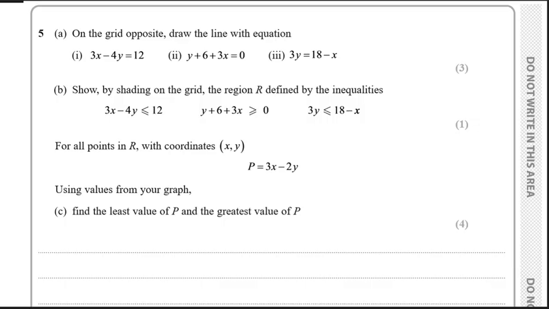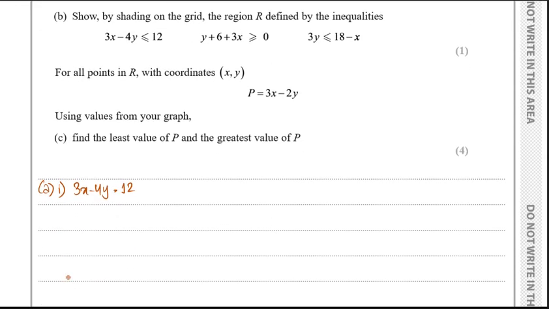October 2025 paper 1. This question is from the chapter Inequalities. So let's begin. On the grid opposite, draw the line with equation 3x minus 4y equals 12. So at first, let us draw 3x minus 4y equals 12 for part A1. We have been given 3x minus 4y equals 12.